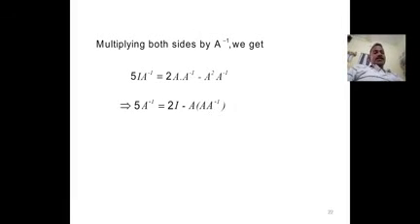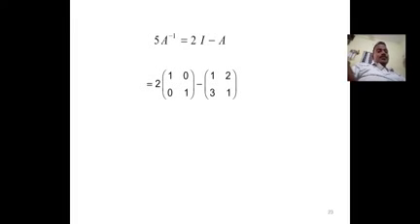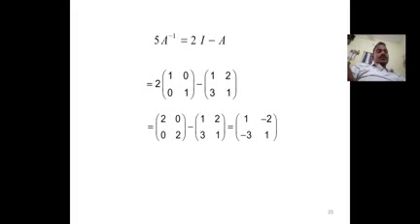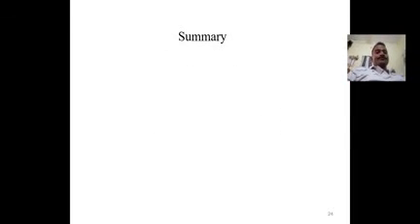So after multiplication you can get 5A inverse equal to 2I minus A, that is 2 into [1 0; 0 1] minus A, which is [2 0; 0 2] minus [1 2; 3 1]. So 2002 minus 1231 will give [1 -2; -3 1]. Therefore A inverse equal to 1 by 5 of [1 -2; -3 1], that is the required A inverse.